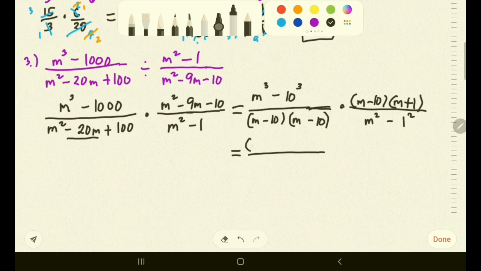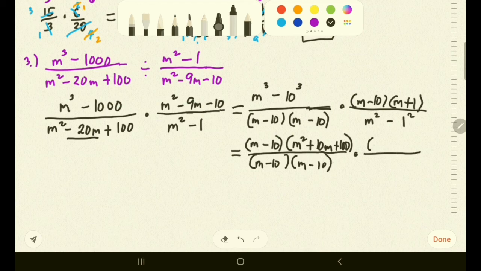Factor this m cubed minus 10 cubed. That is a difference of 2 cubes. So m, get their base, minus 10. Then get the trinomial factor: square of m, that is m squared, then multiply the 2, so plus 10 times m, that's 10m, and then square of 10, that is 100. Then copy m minus 10 over m minus 10, times m minus 10 over m plus 1.